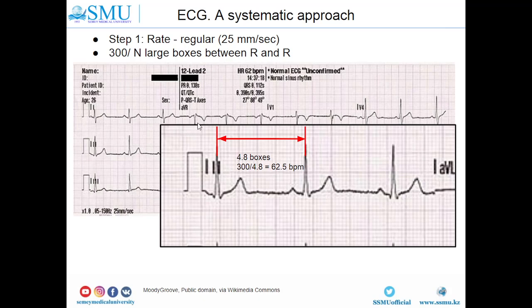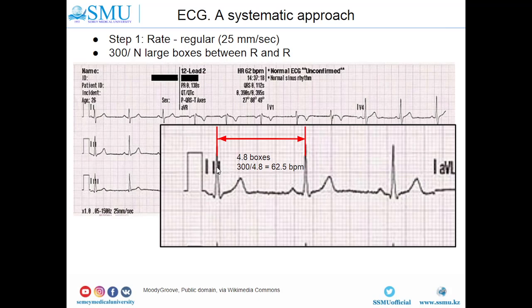Okay, let's have a look at this ECG. In this case, you can see that the difference between RR intervals is not so huge, so we can consider this ECG as a regular rhythm. Next step, you should calculate how many boxes are between the RR complexes.